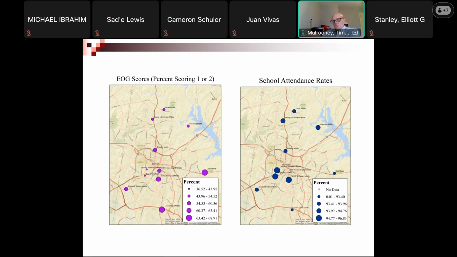Now, one of the projects that I've really liked that we did before was EOG scores. And those of you who are parents, we know all about EOG scores, end of grade scores. And we had a student who wanted to see if there was a relationship between non-passing EOG scores, which you see on the left, and school attendance rates. So we went and got all of the non-passing rates. We got all of the attendance rates to see if there was a relationship between school attendance and non-passing or passing rates here. And we mapped these because at the end of the day, these are two maps.